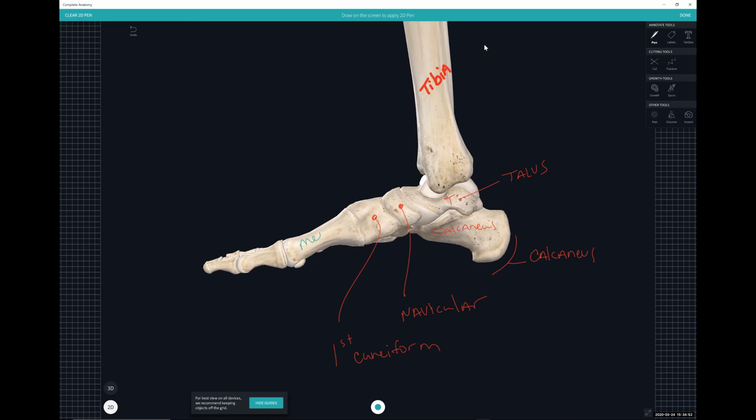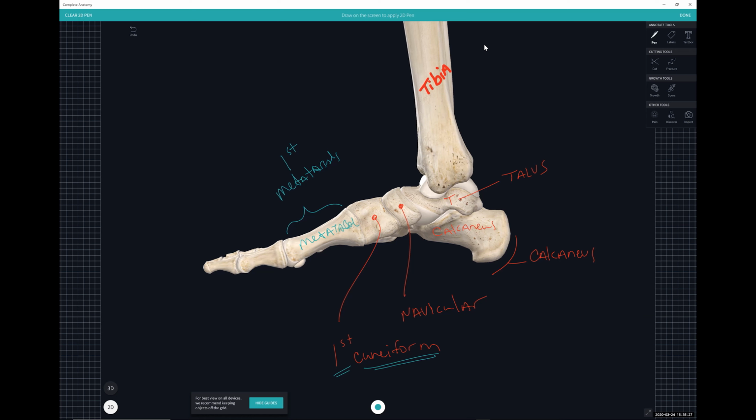Then these are my metatarsals. And again, just like in the hand, if it's on the big toe side, which this is on the medial side, instead of pollicis being for thumb, hallucis is the Latin name for big toe. So if it's the big toe, it's going to be my first metatarsal. Hence, I also have the name first cuneiform.